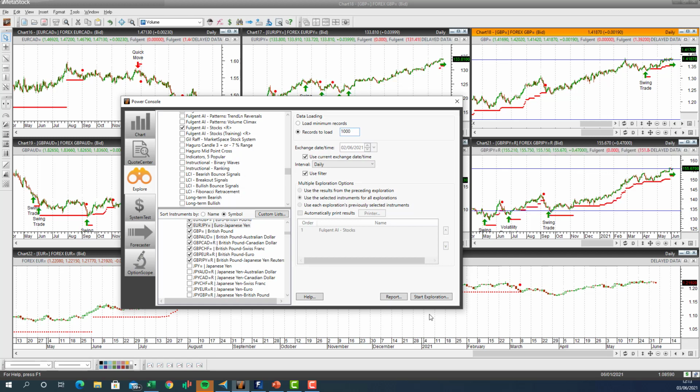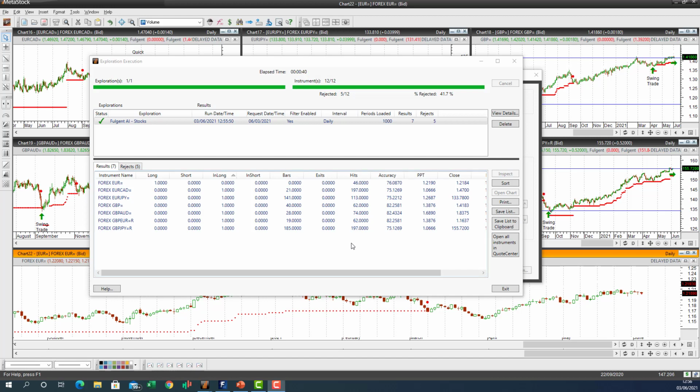Then I'm going to start the exploration. The AI is now going through the different currency pairs using those 4 different strategies and looking for the best hot trading opportunity based on artificial intelligence. I'll be right back as soon as the screen's done.